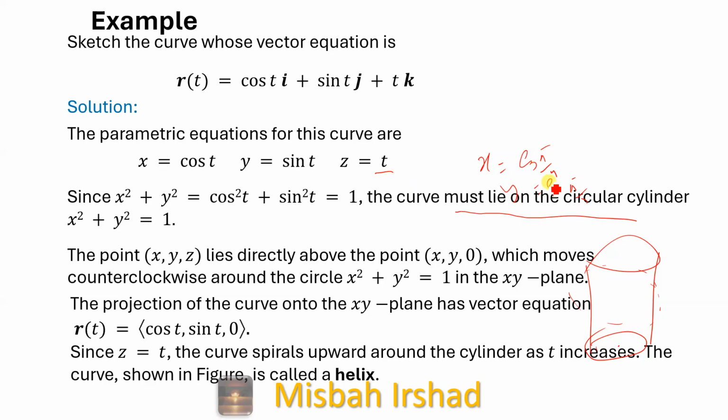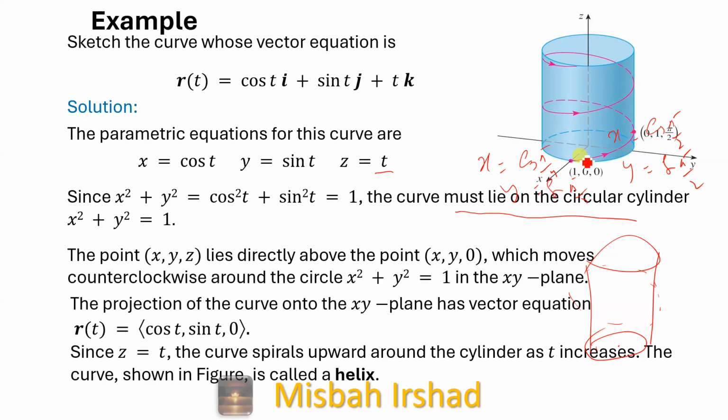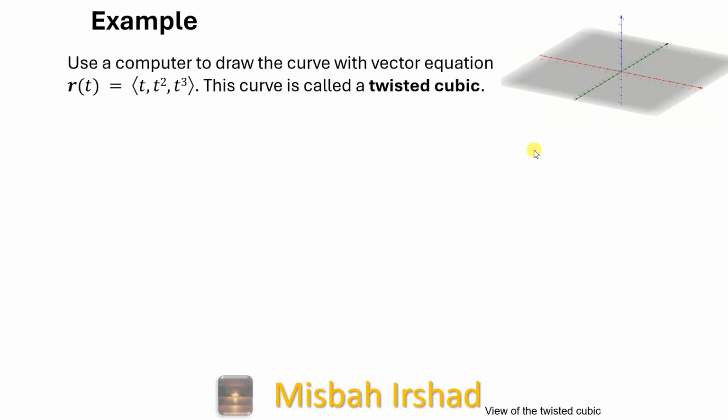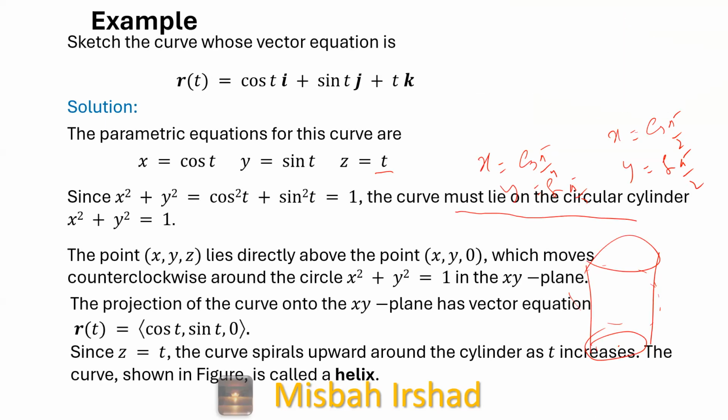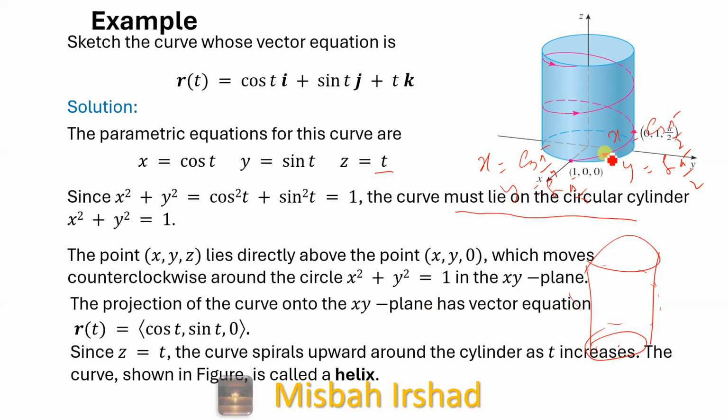Similarly, if t is equal to pi by 2, then x will be cosine pi by 2, y will be sine pi by 2, and the height of this point would be pi by 2. So this is how the curve will look. For different values of t, we have different points around the cylinder. As t increases, the spiral goes upward around the cylinder, and this curve is called a helix. This is the helix.